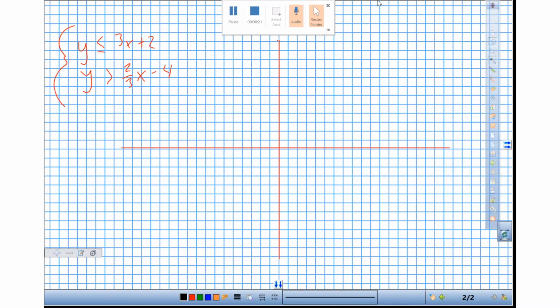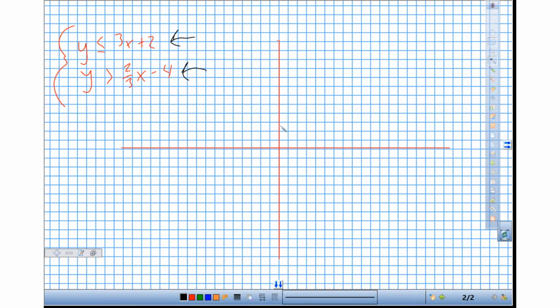So before, with equations, we were allowed to solve using substitution, elimination, or graphing. But right now, the only way we can do it is with graphing. And so these look and smell like slope-intercept form. And so what we want to do is graph them just like we would slope-intercept form.